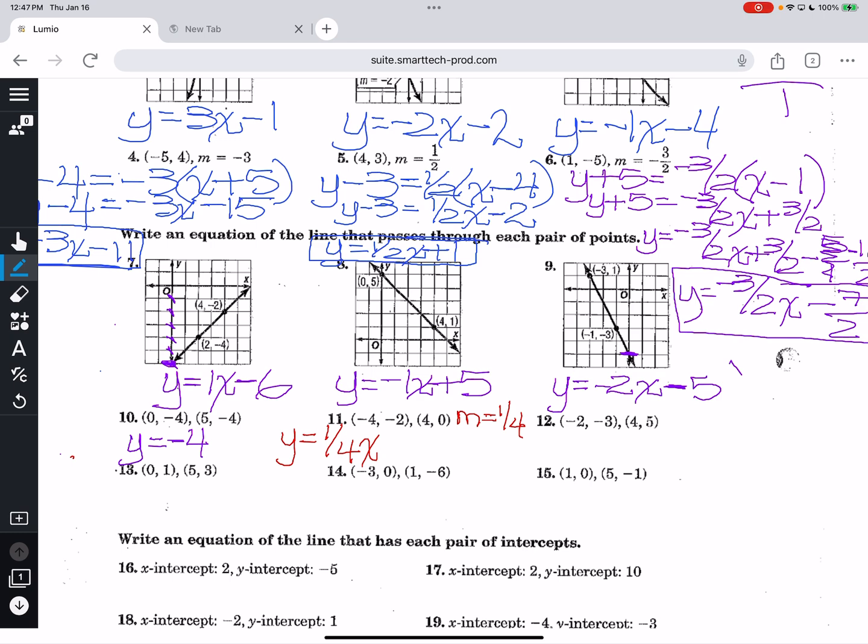So you're taking that ordered pair that you were given and putting it, the Y, that's where the Y goes and the X where the X goes, from your ordered pair. And solving.